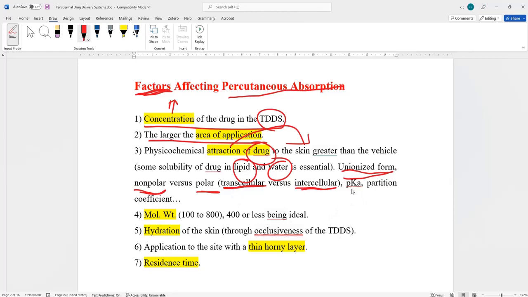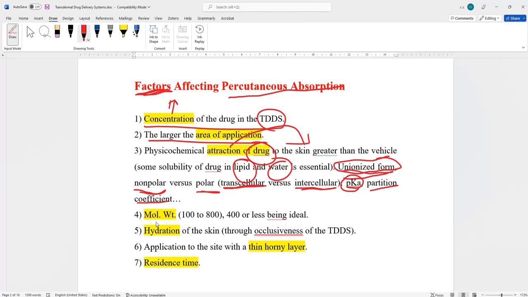Other factors linked to the type of the drug is the pKa of the drug. pKa can affect the ionization of the drug, how much the drug is ionized. Also the partition coefficient, how much the drug loves lipid compared to water, will affect the drug absorption. Another factor related to drug absorption is molecular weight. Of course, if the drug has a very large molecular weight, it will be difficult for the drug to be absorbed.